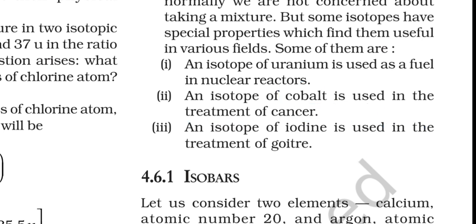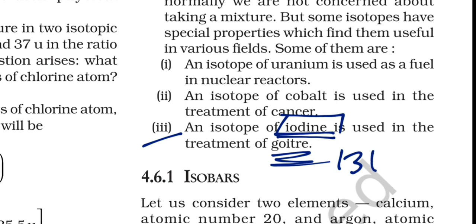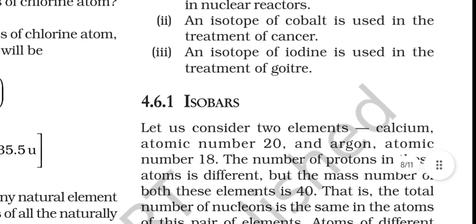Next one, isotopes of iodine. Iodine is used in the treatment of goiter. You must know that goiter is a disease, and isotopes of iodine are used for this disease. Which are the isotopes of iodine? Iodine-131 and iodine-123. These are the examples of isotopes of iodine.